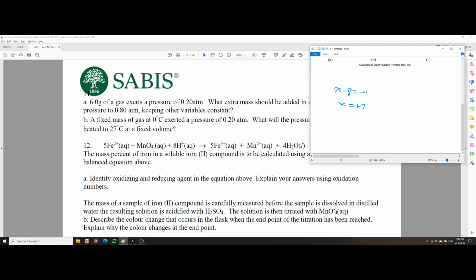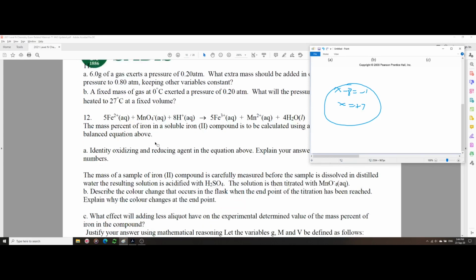A decrease means it's getting reduced, which means it's the oxidizing agent. Now automatically this is the reducing agent, but if you want to try Fe2+ into Fe3+, 2 to 3 is oxidized, therefore it's a reducing agent. We're done with part A. For the reasons, it says explain using oxidation numbers. I definitely did. But in the exam you explain it the way I just explained it: you get the Mn and how much it changed.